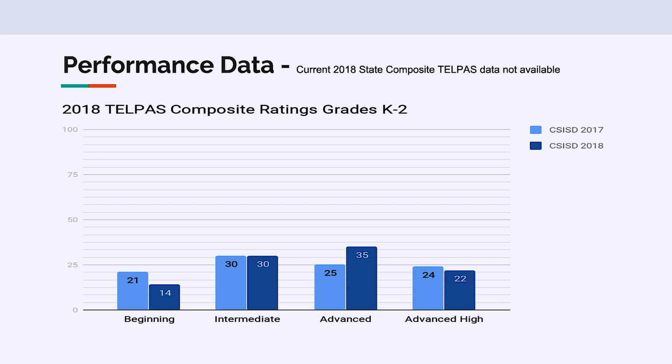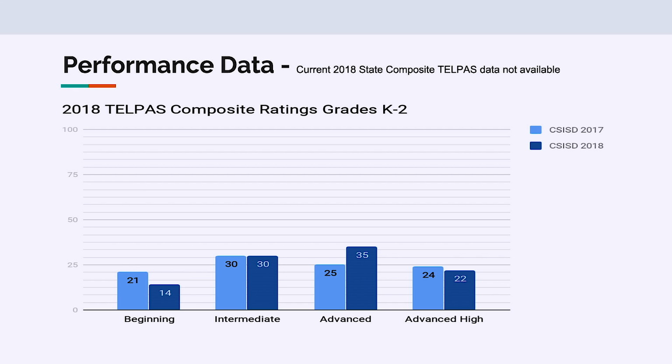So when we look at our data, our TELPAS composite ratings for K through 4, we had 422 students test in this area in 2018. We typically compare to the state, but we did not have composite state data. We still don't have it. We've been checking, and they haven't updated it yet. But for 2017 is the light blue for CSISD. 2018 is this last 2018 school year.